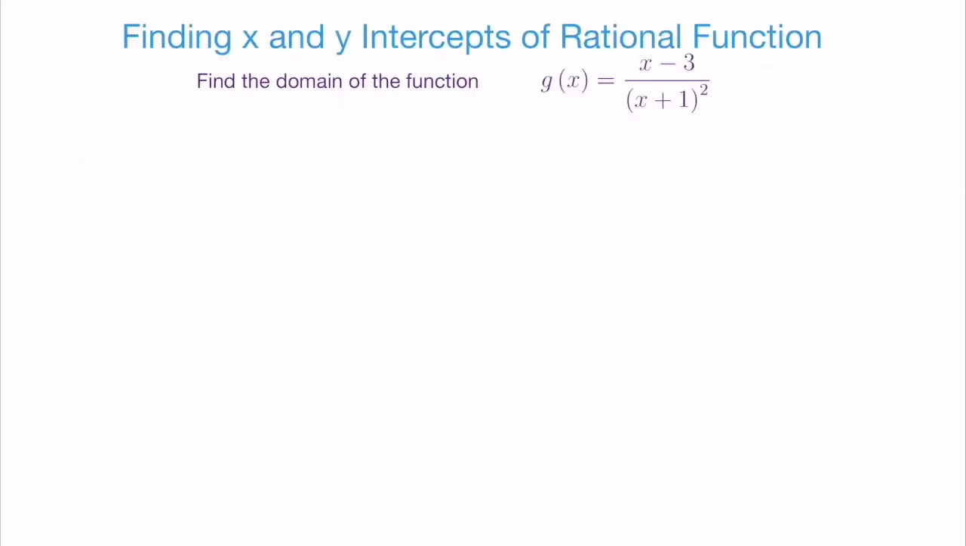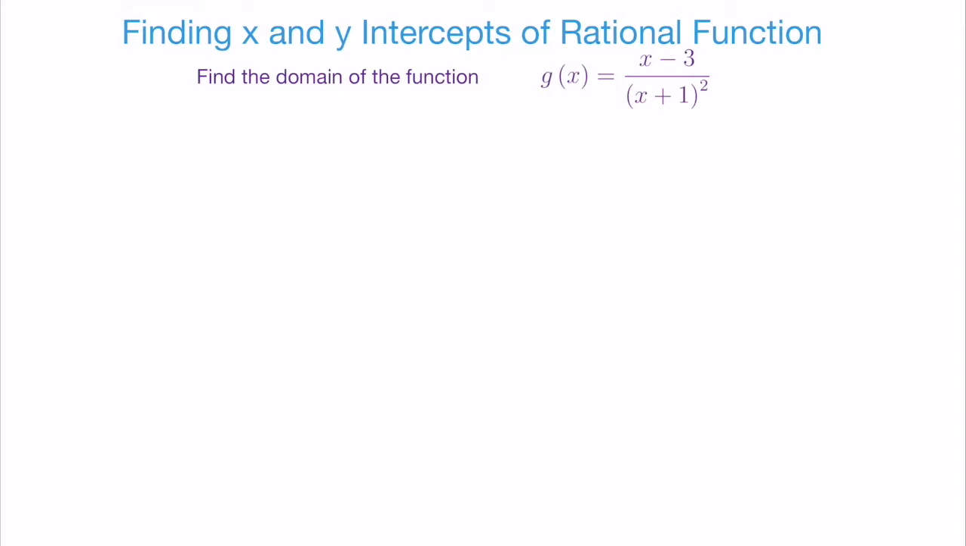Now we want to find the x- and y-intercepts of G. It is always a good idea to start by looking at the domain. What's the domain of G? It's the set of all real numbers except -1. We see that 0 is in the domain, so we can find the y-intercept. Remember, there's only one y-intercept, otherwise the function would not be defined.